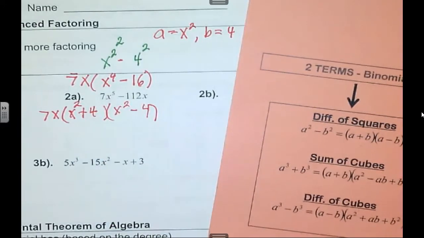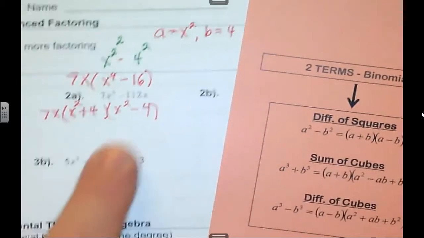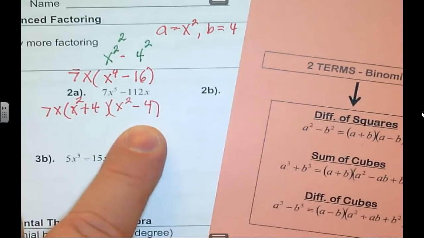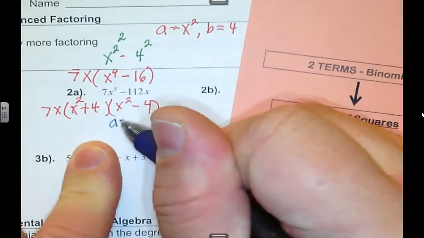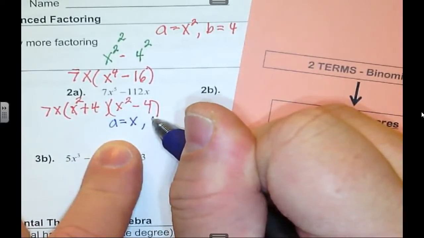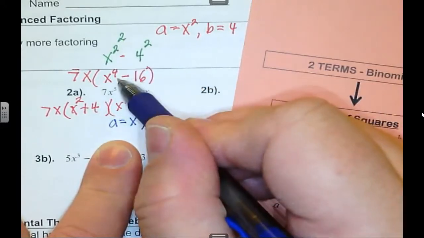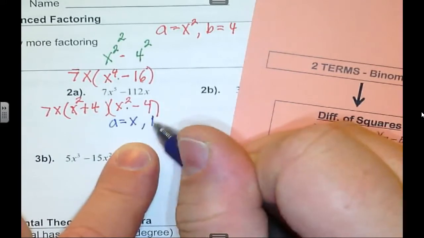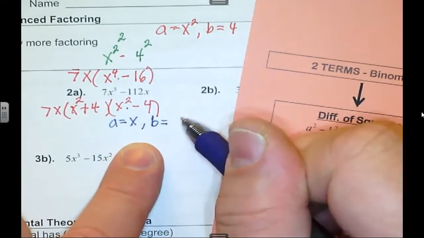All right. Oh, I can still go farther with this because I have a difference of squares. X squared and 4 are both perfect squares. What's my a here? X. And what's my, no, not x squared. Up here it was x squared because I had x to the 4th. Here it's just x. Okay, my b is what?